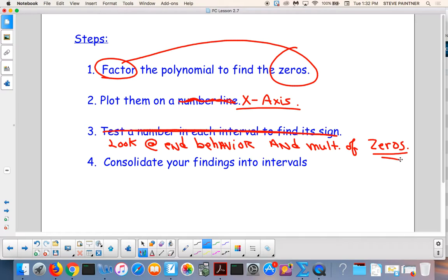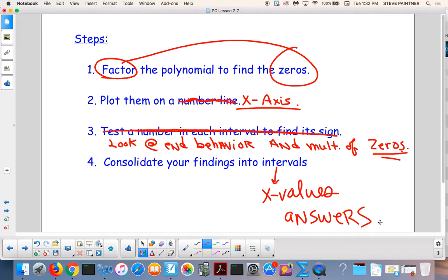Okay. So, guys, here's the deal. We looked at the end behavior and the multiplicity of the zeros, right? Bounce, or goes through. Then we consolidated your findings into what? Intervals, which are your what? Those are your x values, right? Or better yet, those are your answers. Okay. So that's what we just did.